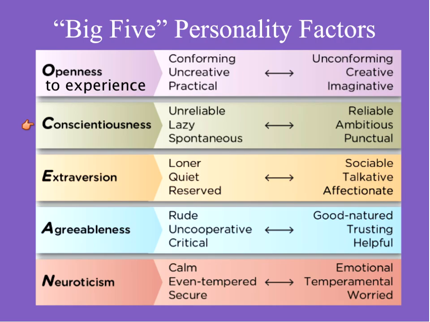That's the O in ocean. It's conscientiousness, which I've been referring to a couple times this morning. Extroversion, agreeableness, and neuroticism. Let's go through each. Openness to experience. If you are low on this dimension, and the left side of each of these dimensions is where you would be if you scored low, you would be described as conforming, uncreative, practical, basically unwilling to try new things. If you are high on this dimension, you'd be described as unconforming, creative, imaginative, willing to try new stuff.